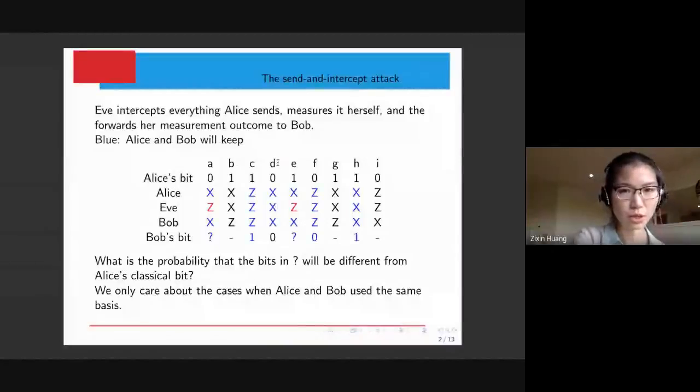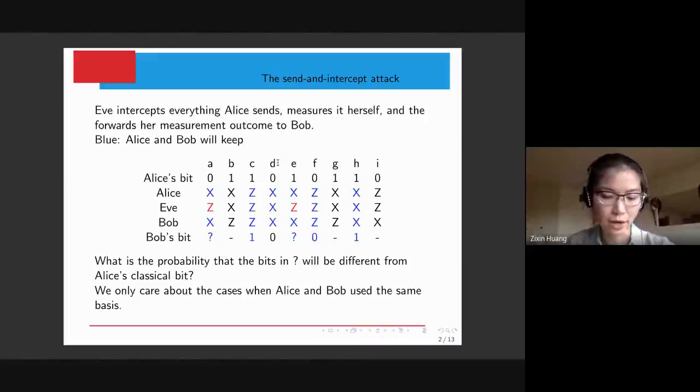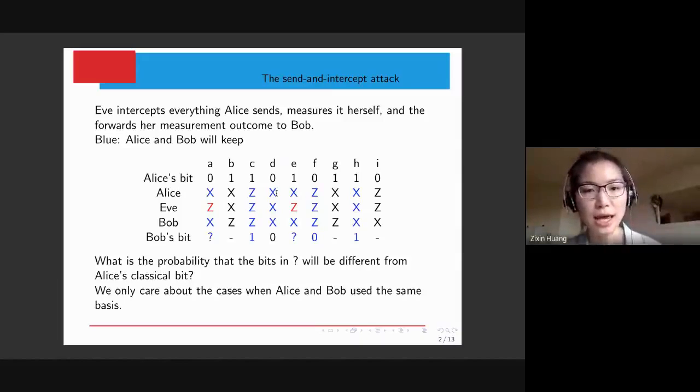So the question was, if there are two communicating parties, Alice and Bob, who are doing the BB84 protocol, and there is an eavesdropper, Eve, in the middle, who will intercept all of Alice's qubits. And what she'll do is that she'll measure Alice's state, and then she'll forward her measurement outcome to Bob. So the question is, what is the error rate that she'll introduce in Alice and Bob's final key?